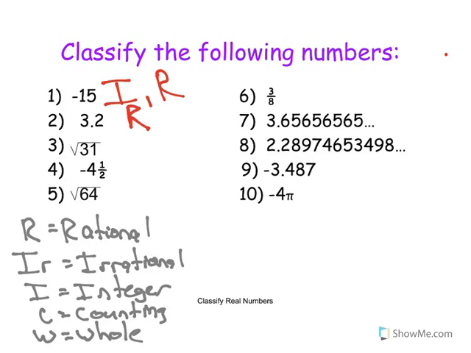How about number 3? That's the square root of a non-perfect square. I don't know the square root of 31. If I try to do square root of 31, it's going to fill my calculator with decimals with no pattern. That's an irrational number.